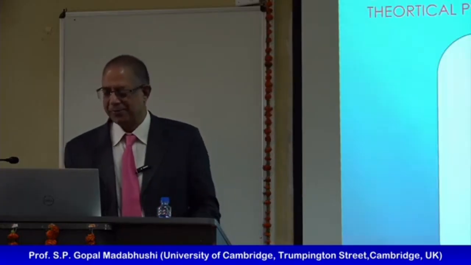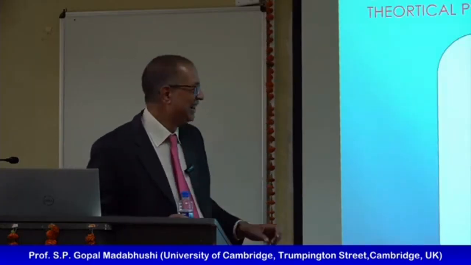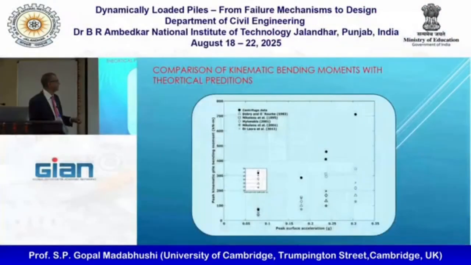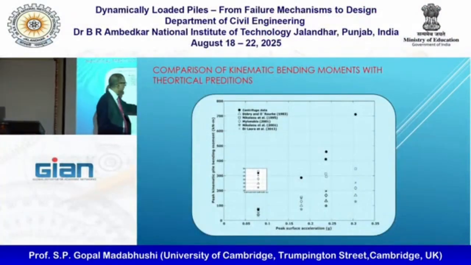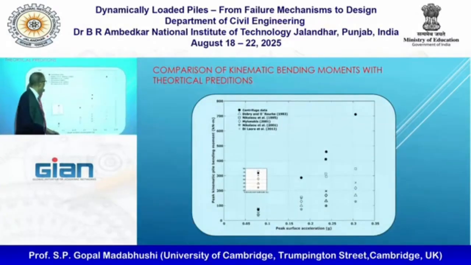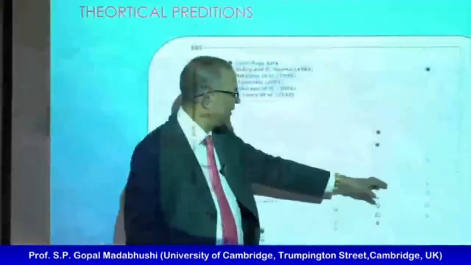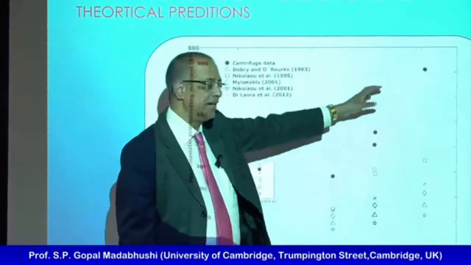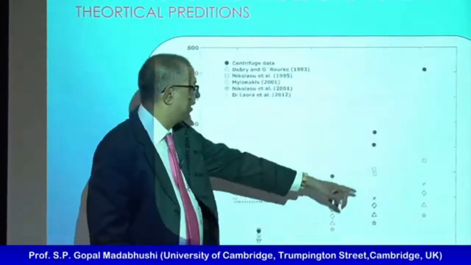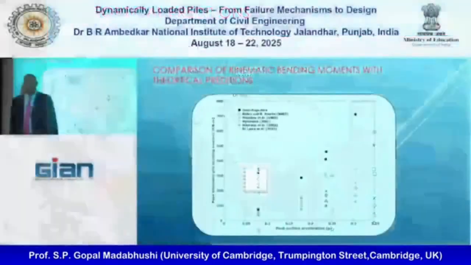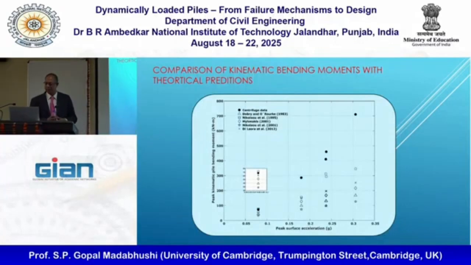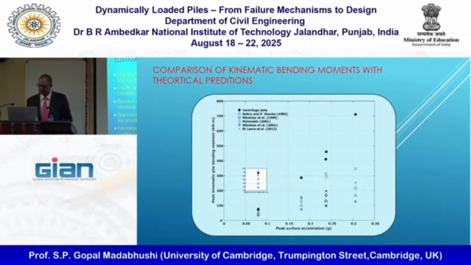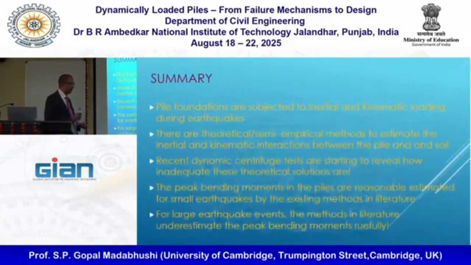So we wrote a paper to compare the bending moments with the theoretical predictions. Our centrifuge data is showing all these black dots, and you can see all the theoretical ones are tailing off here. So for bigger earthquakes, we are seriously underestimating what the peak kinematic bending moment is in the piles. So what have we learned?